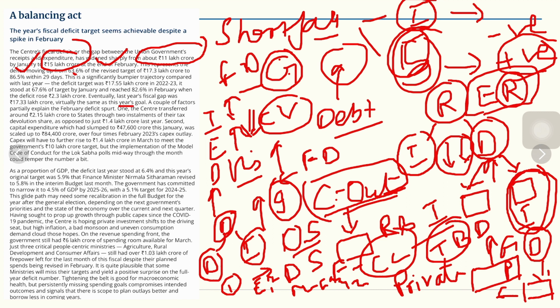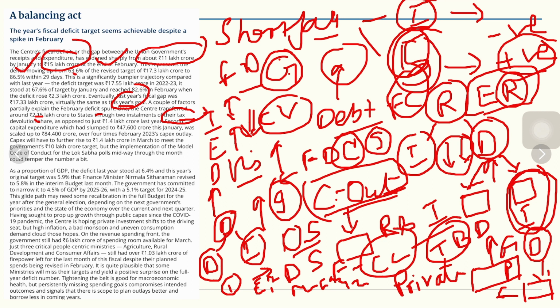Number one reason is the center transferring around 2.15 lakh crore rupees to states through two installments of their tax devolution. What is tax devolution? You must know that there is a Finance Commission under Article 280. It's constituted to decide about the finances between state and the center. What should be the divisible pool percentage between the center and states and among states? As per the Finance Commission, it should be 42%. So the center from time to time transfers this money. So this 2.15 lakh crore rupees is the center giving in two installments of tax devolution to states. This was 1.4 lakh crore rupees last year.